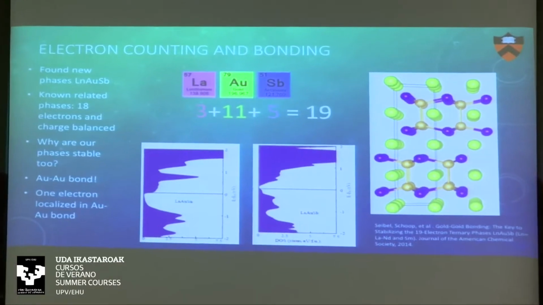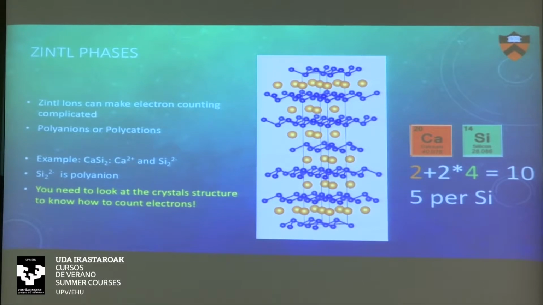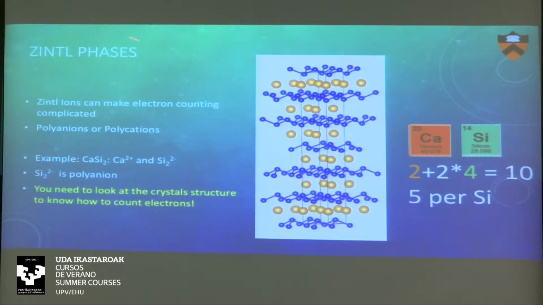You also kind of have to look at how the structure looks. And I already said this is a common phenomenon, and it's called Zintl phases. So lots of phases which are not electron precise, but they're known to be semiconducting. And by the way, they're usually trivial semiconductors, but I'll talk more about this later.